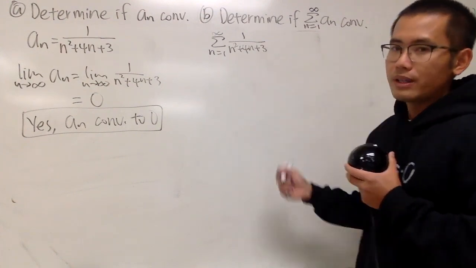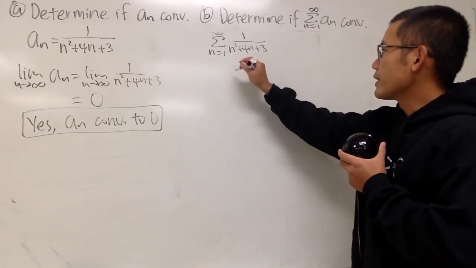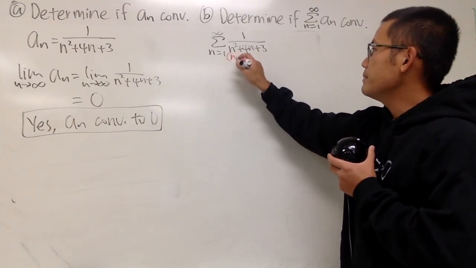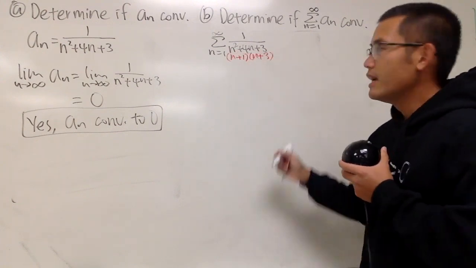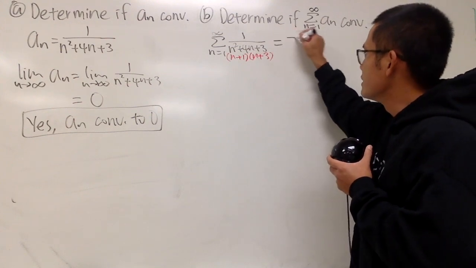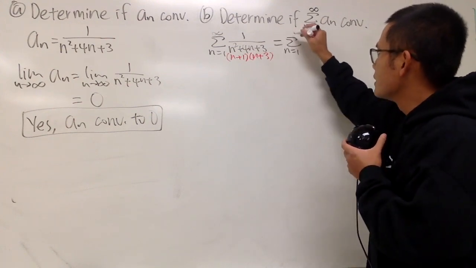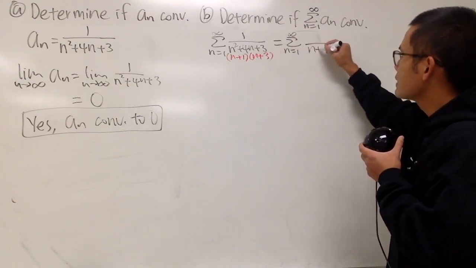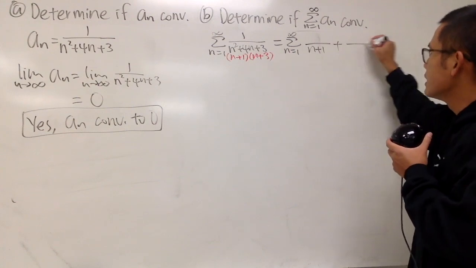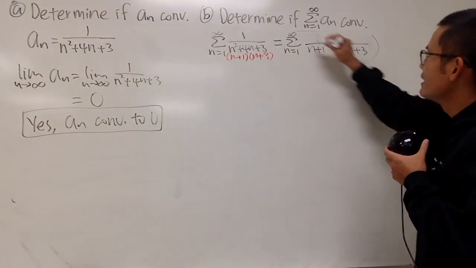Here we go. Let's see. You can look at this as (n plus 1) times (n plus 3). We can factor it, of course, and then we can do partial fractions. So this is the same as the sum as n goes from 1 to infinity, with n plus 1 on the bottom of one fraction, and n plus 3 on the bottom of the other fraction.